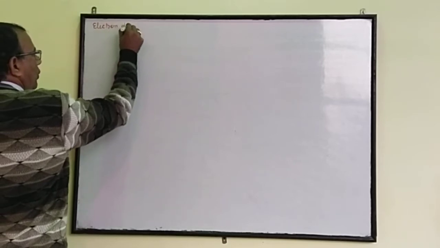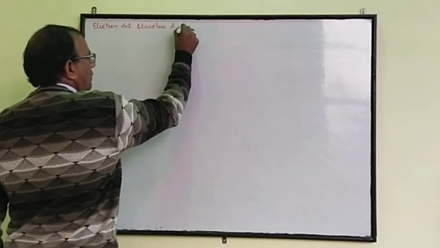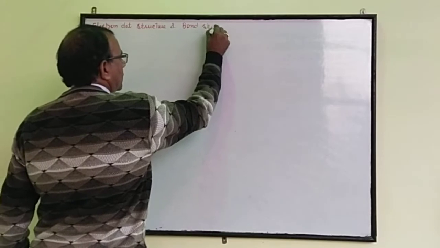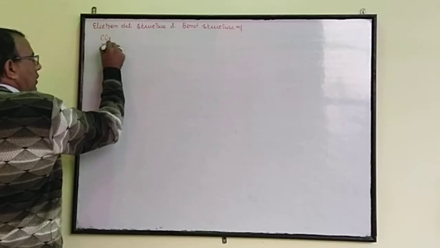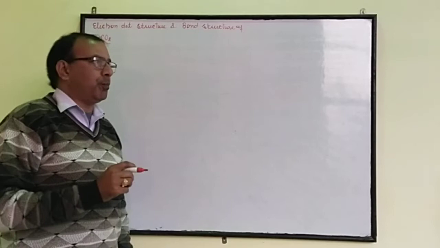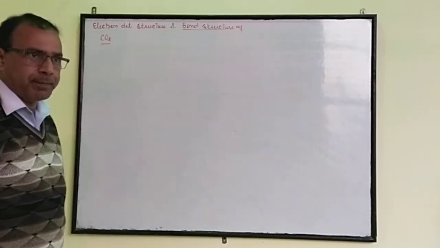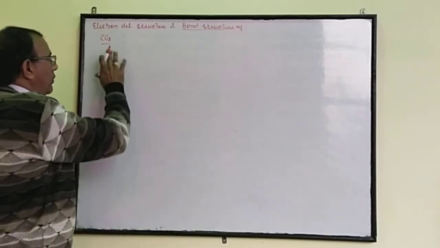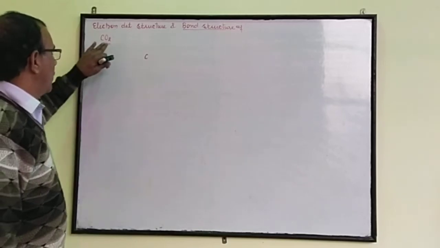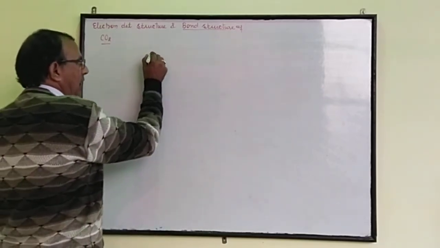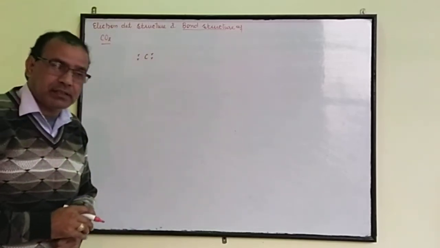Electron dot structure and bond structure of carbon dioxide. Not only the electron dot structure, also draw the bond structure of carbon dioxide. For the electron dot structure of carbon dioxide, we know that in carbon dioxide, carbon is one atom, whereas oxygen contains two. Carbon has 4 valence electrons and oxygen has 6 valence electrons.